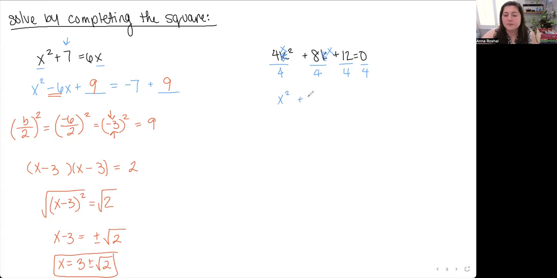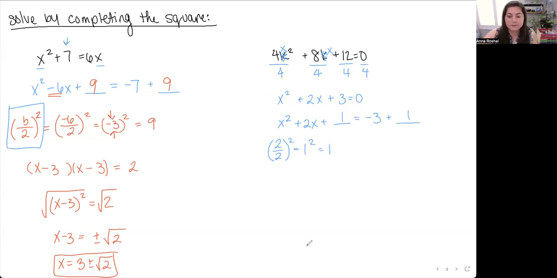So I'm going to have x squared plus 2x plus 3 equals 0. Then I'm going to remove this 3 over to the other side and leave that plus business. Plus something equals negative 3, right? Because I'm moving it to the other side. Okay, beautiful. So now I'm going to do the same business of b over 2 squared. So b over 2 is going to be 2 over 2 squared, which is 1. 1 squared is just 1. So I'm going to add 1 to both sides.